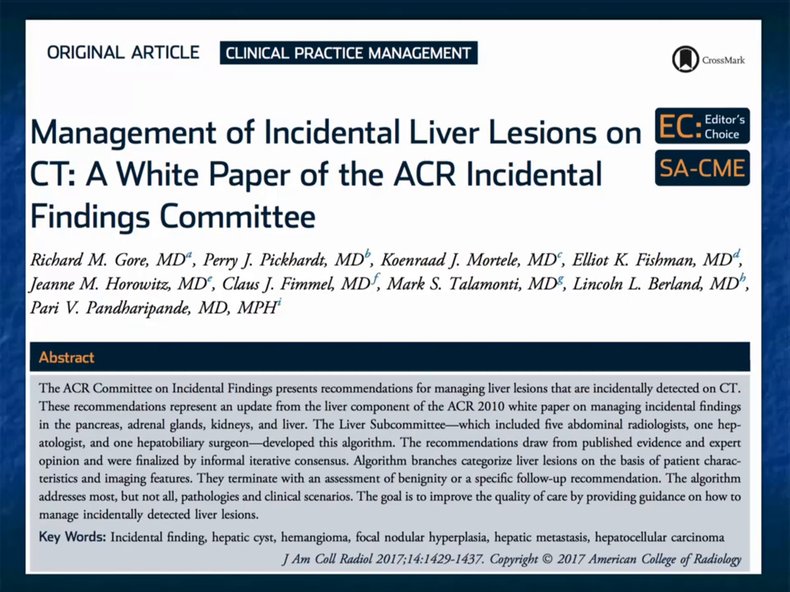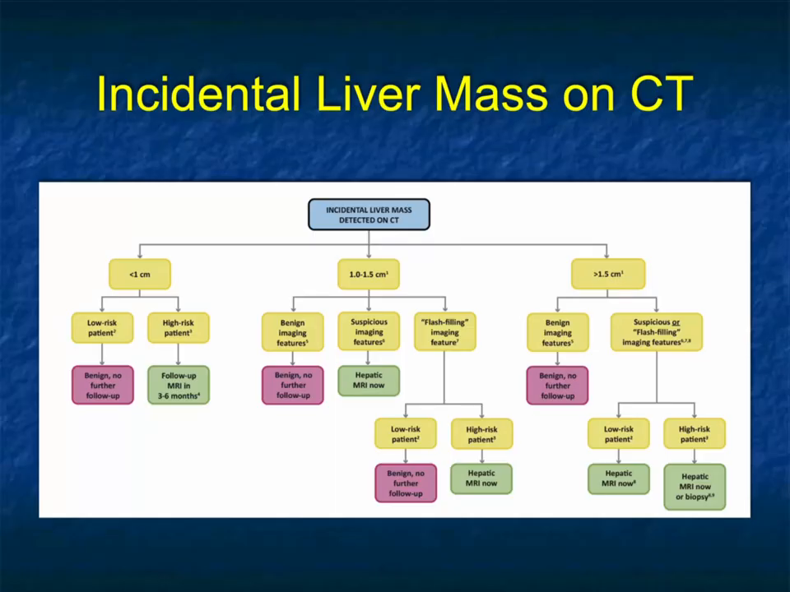Now, in terms of incidental liver lesions, this was a white paper from a few years ago that I was part of. It was the redo of the initial ACR white paper. The question here was incidental liver masses. You could see the division of the lesions was based on size: under 1 cm, 1 to 1.5, or over 1.5. Key things to look at were patient risk.